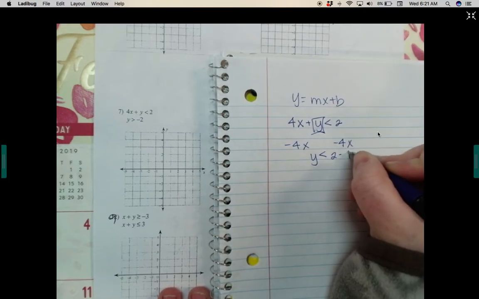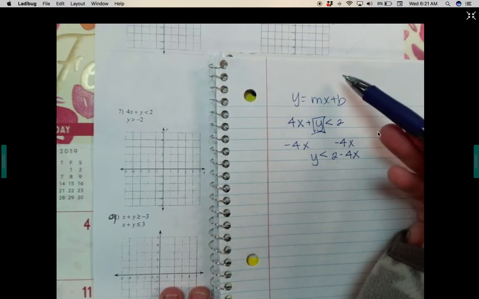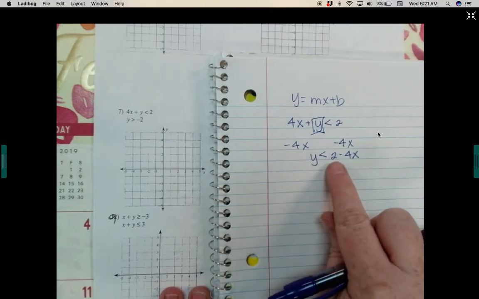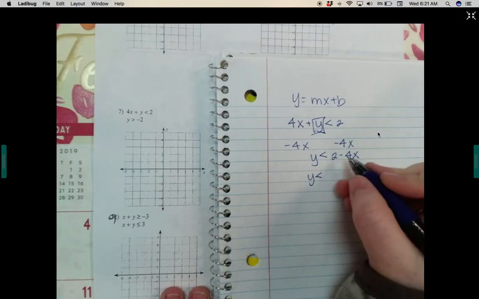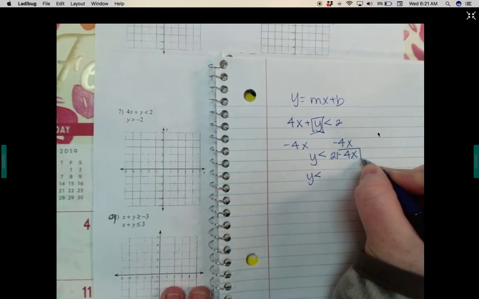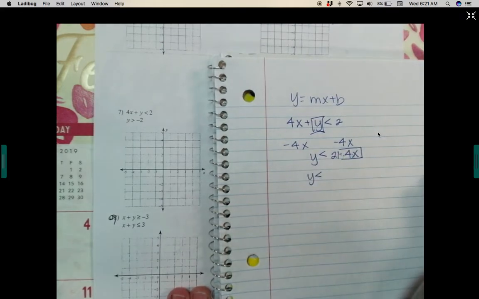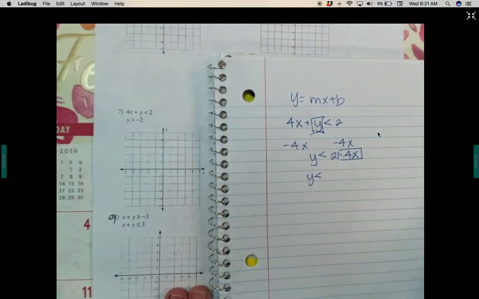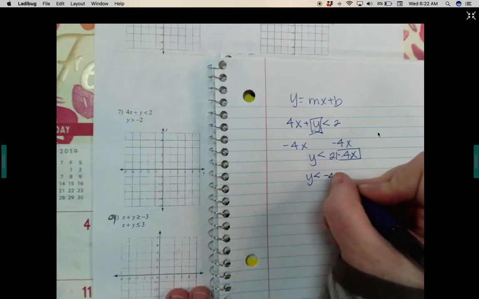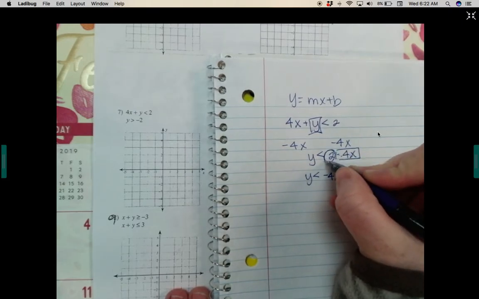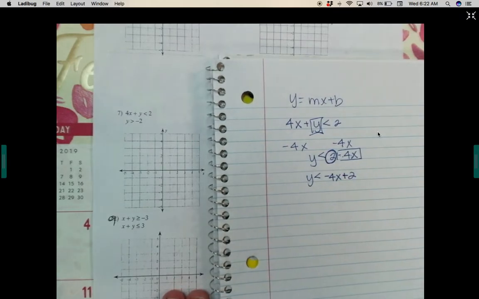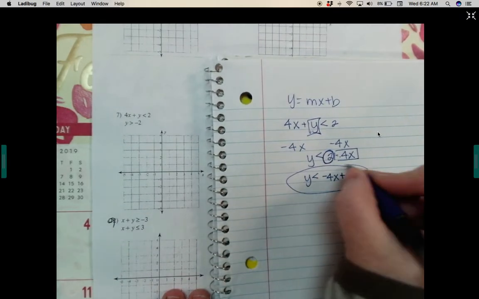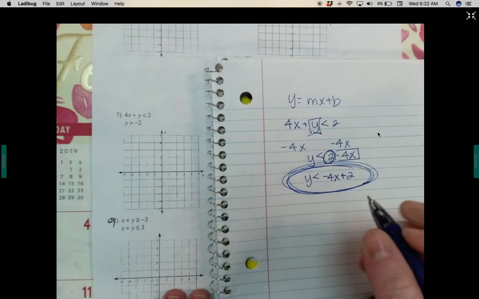2 minus 4x. But technically that's still not in slope-intercept form, so I need to flip these. So I still have y is less than, and I'm putting this whole thing, the minus goes with the 4x, because it's saying I'm taking away 4x, it's a negative 4x, so I'm going to put negative 4x, and the sign in front of the 2 is an invisible positive sign, so plus 2. So now that is in slope-intercept form. So this is the equation, or the inequality, that I'm going to be graphing.